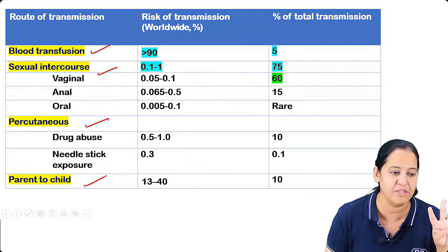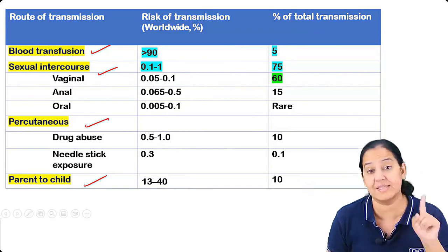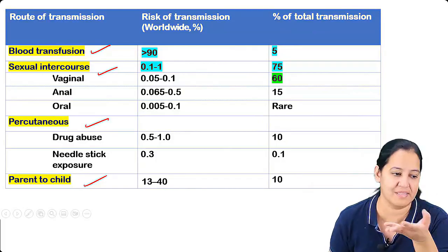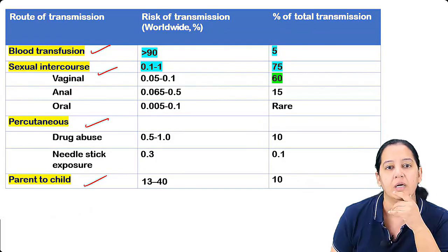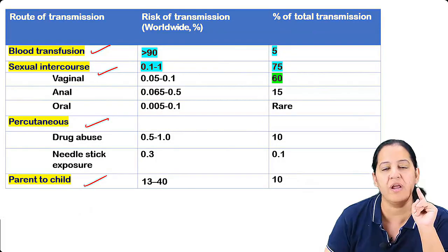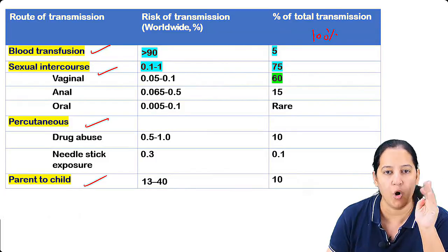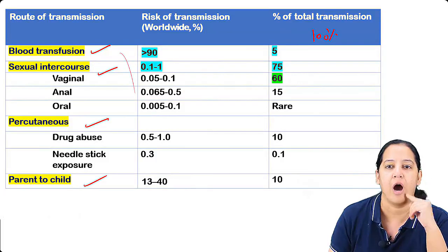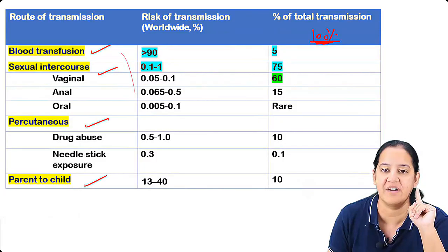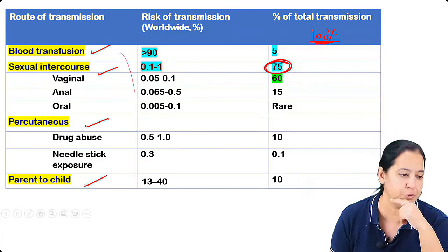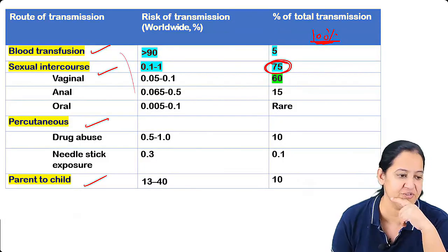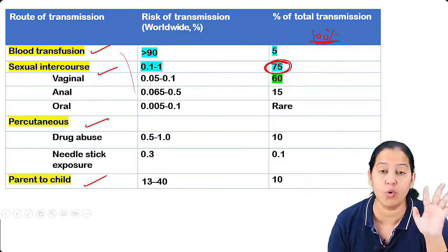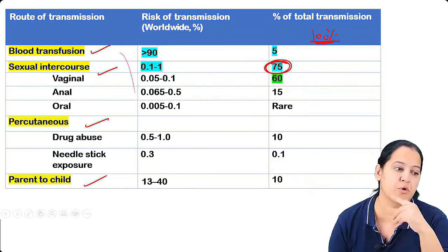I have shown you the images of all 4. Did you understand? I am explaining one thing, try to understand. You tell me from the total 100% transmission, out of the 4 routes, which is maximum. Out of the 100% transmission, 75% is transmitted via sexual route. Out of the total 100% transmission, 75 alone is sexual. Sexual is the most common route of transmission.